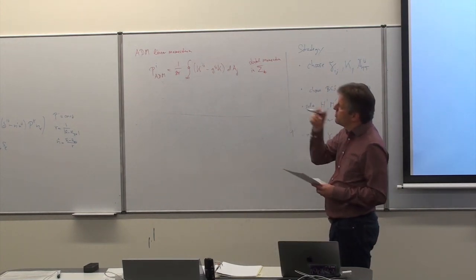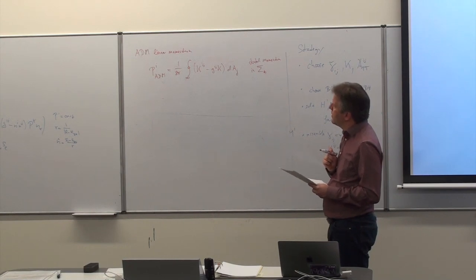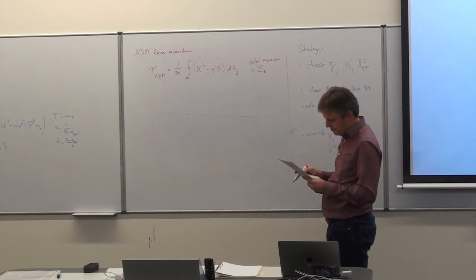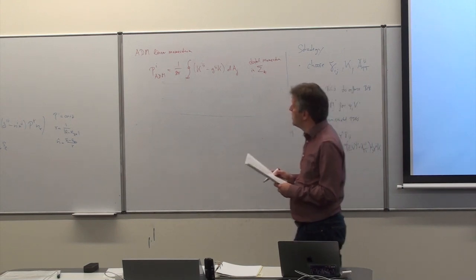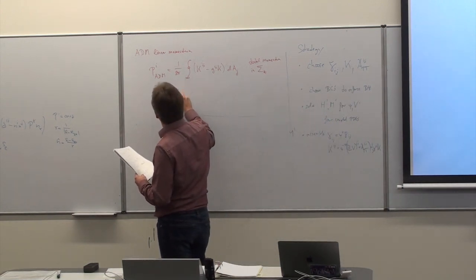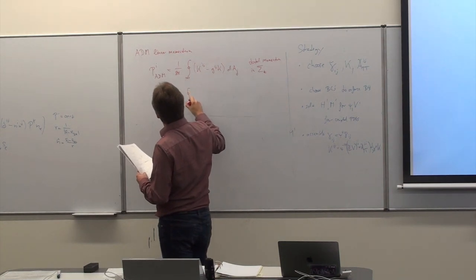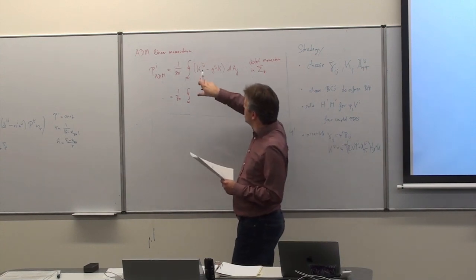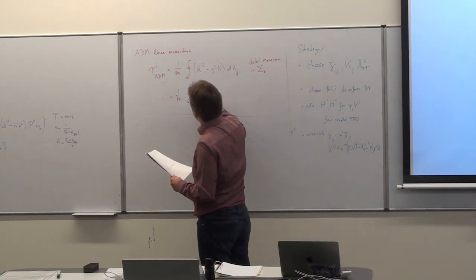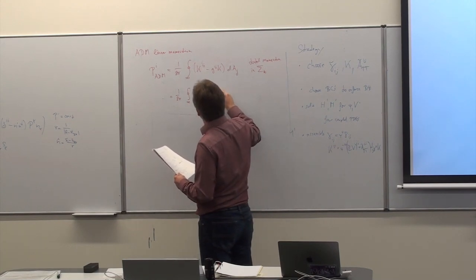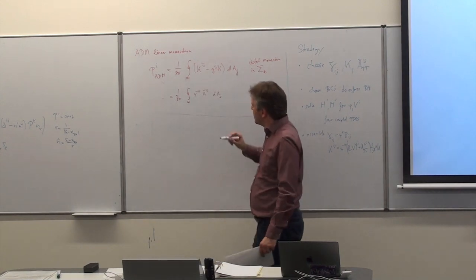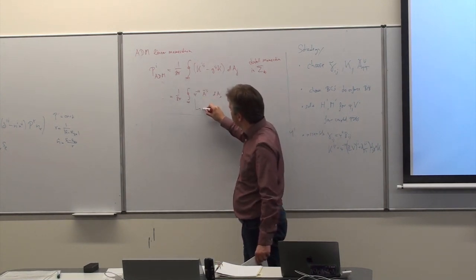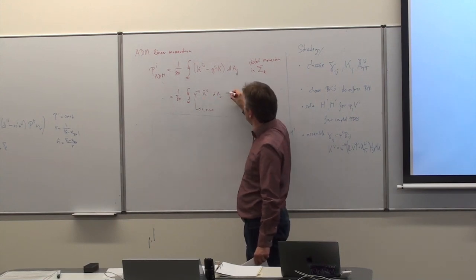If you now plug in the decomposition for Kij and for Aij, first of all, the trace of K is 0, then the Kij turns into psi to the minus 10 times A tilde ij. And far away, the conformal factor is going to be 1. So the conformal factor drops out of this integral.